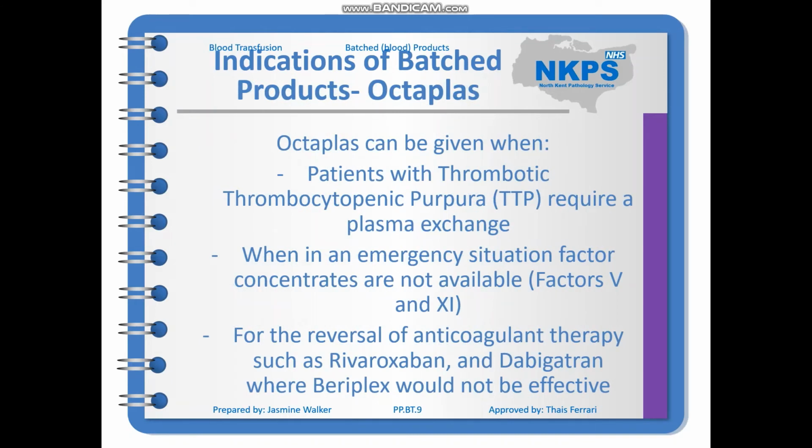Octaplas. As I said before, Octaplas can be given when a patient has TTP and requires a plasma exchange. So TTP is thrombotic thrombocytopenic purpura. It can also be used in an emergency situation when factor concentrates aren't available, so factor 5 and factor 11 concentrates aren't there. And for the reversal of anticoagulant therapy, such as rivaroxaban and dabigatran, where Beriplex would not be effective.